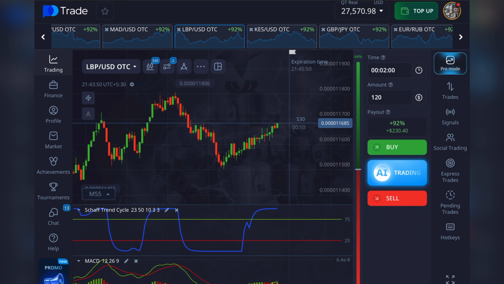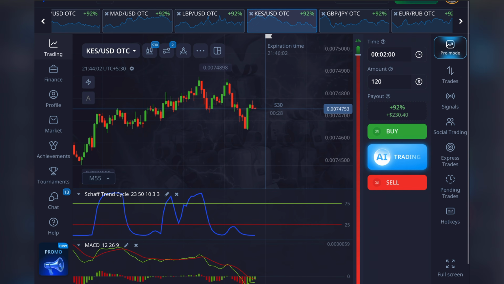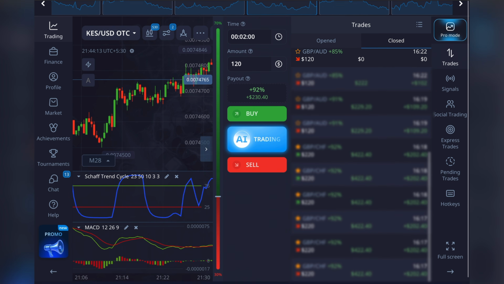Now I'll show you the indicator settings on the screen, so you can understand exactly how this setup is configured.